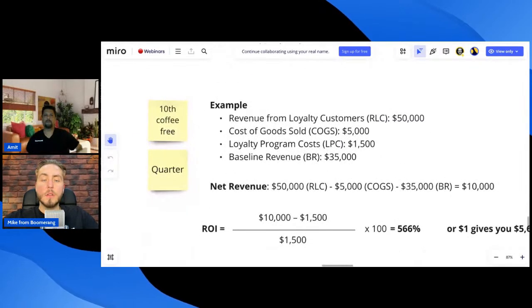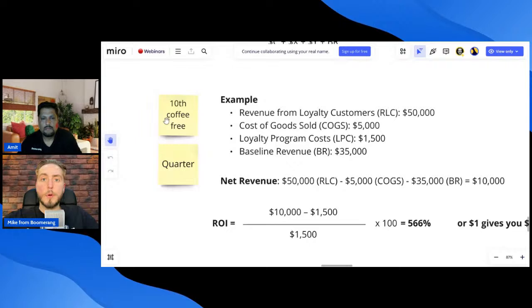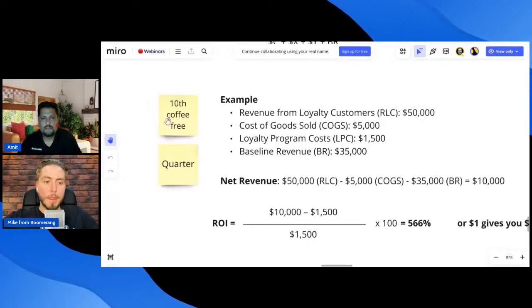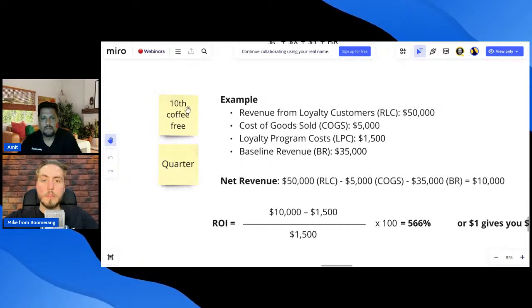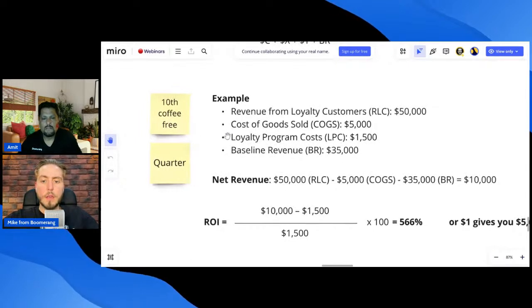Here is a simple calculation to make it clearer. Let's assume we calculate a loyalty program again for a coffee shop, and we do it for a quarter. For example, we set up a loyalty program very similar to the Starbucks loyalty program, where we offer every 10th coffee for free. And here is how it works.